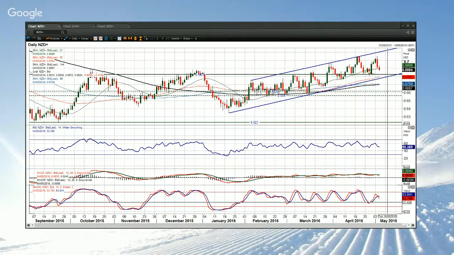You certainly wouldn't want to see this correction going below the 68 figure, because that would confirm that as a lower high, and that would be a second lower low. So yeah, the 68 figure is your support. I think you need to keep an eye on that.